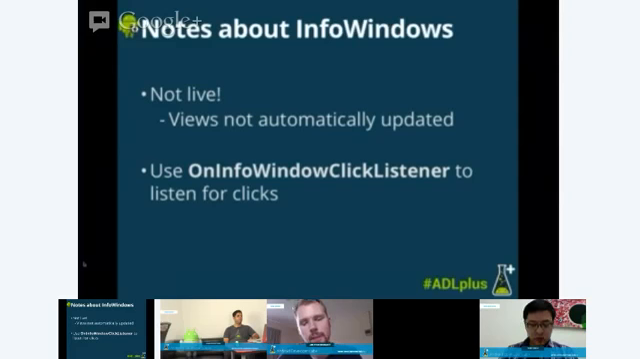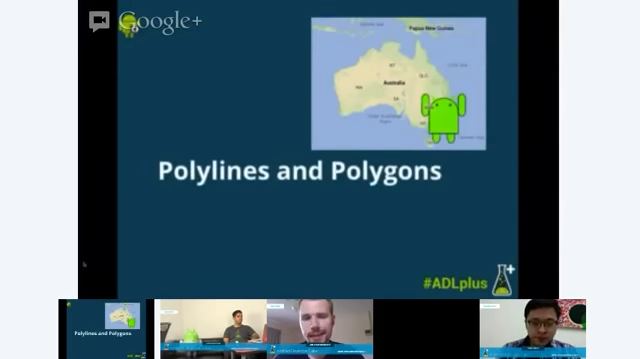And because it's rendered in such a way, you also can't have other listeners on it. So all you can do is register an on info window click listener, and basically you get an event back when somebody taps on the info window. By default, it just hides the info window. But that's how you would hook into that. Yeah, that's all about info windows.